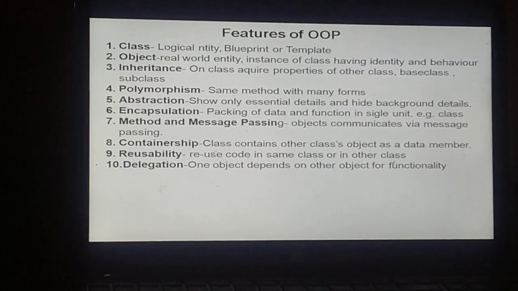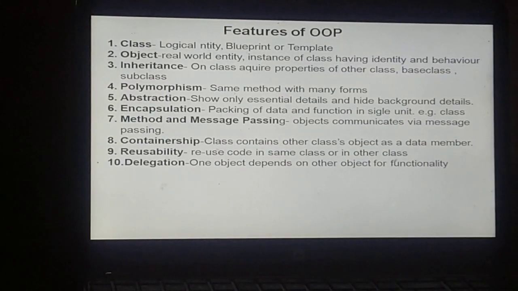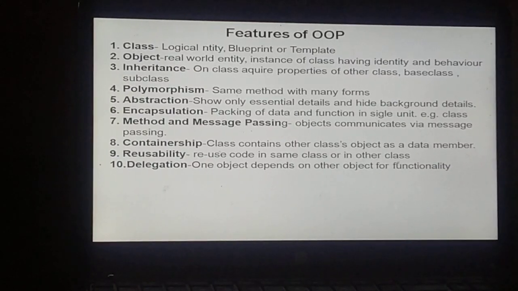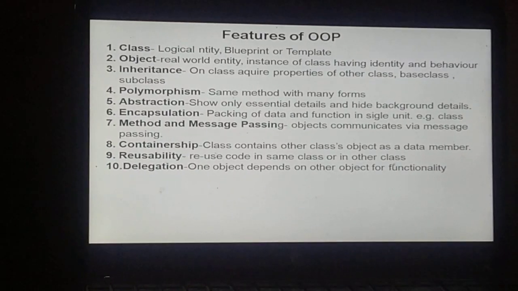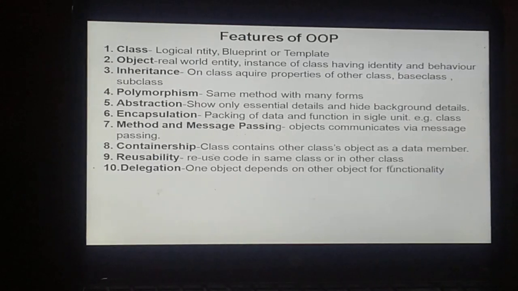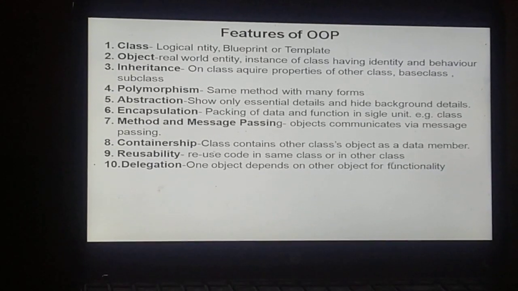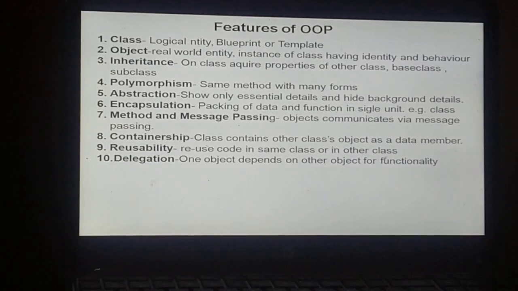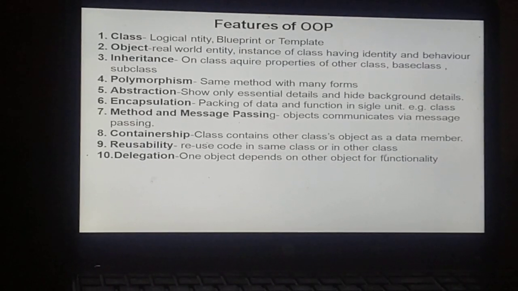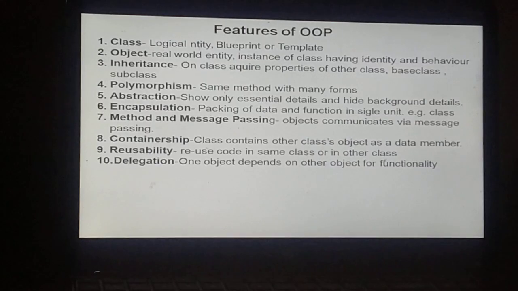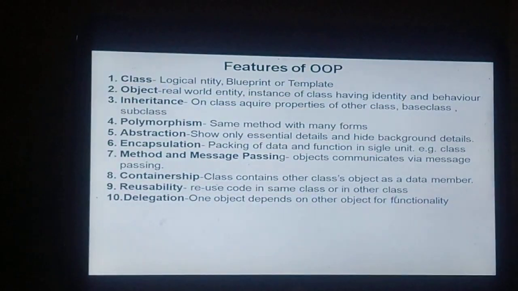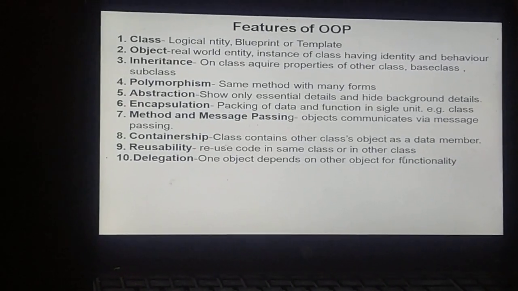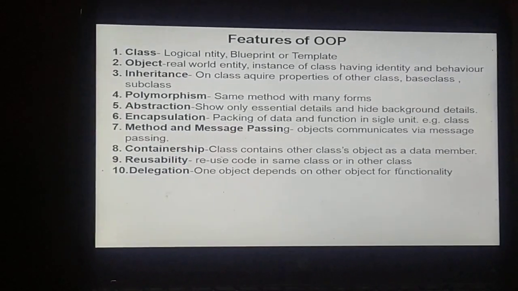Encapsulation is packing up of data and function into a single unit, or we can say wrapping up of data and function into a single unit is encapsulation. Method and message passing is when objects communicate via message passing. Containership is nothing but a class containing other objects as data members. Reusability is when we reuse our code in the same class and in another class. Delegation is when one object depends on another object for its functionality.